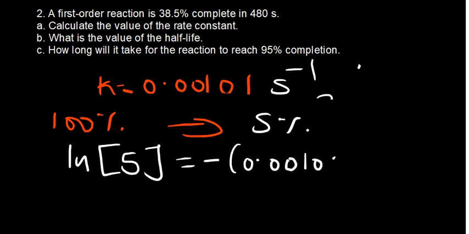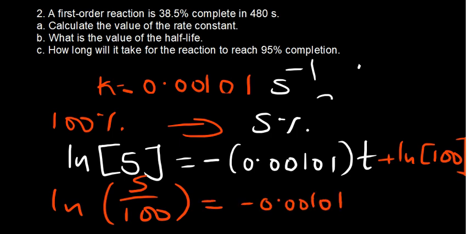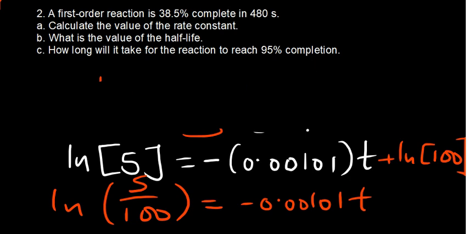0.00101 multiplied by the t, which is what we're trying to find, plus the natural log of the initial at start, which is 100. So we have the natural log of 5 over 100 from the logs, then equal to negative 0.00101 t. So 5 divided by 100 is 0.05. So we have the natural log of 0.005.